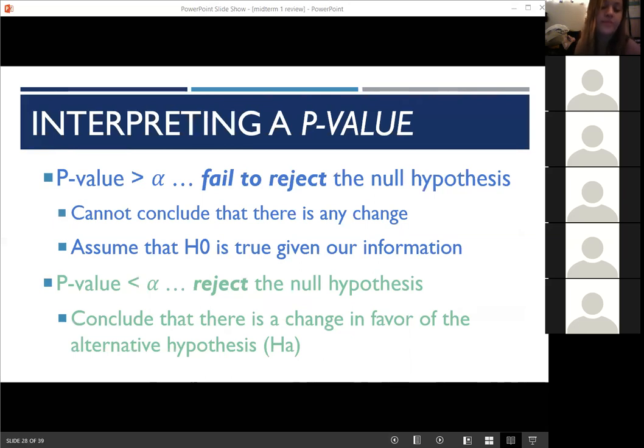because remember, the alternative is never going to have an equal sign. It will always have some sort of inequality. So we're in favor of that inequality. We're in favor of the change, which is the alternative hypothesis.